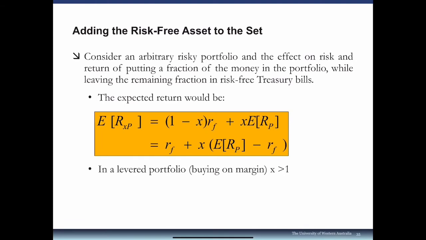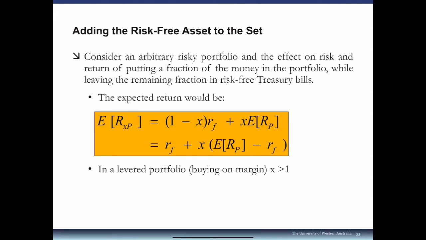So consider an arbitrary risky portfolio and the effect on risk and return of putting a fraction of the money in the portfolio while leaving the remaining fraction in risk-free treasury bills. This is non-trivial. So let's say I leave some part of it in a risk-free asset. In this case, the expected return of the overall portfolio, where X is allocated to the risky portfolio, is as follows. X represents the weight, which means 1 minus X is the weight allocated to the risk-free asset, and X is allocated to the risky portfolio. Overall, if you break the brackets, you get the expected return of your portfolio equals RF plus X times (ERP minus RF), right?